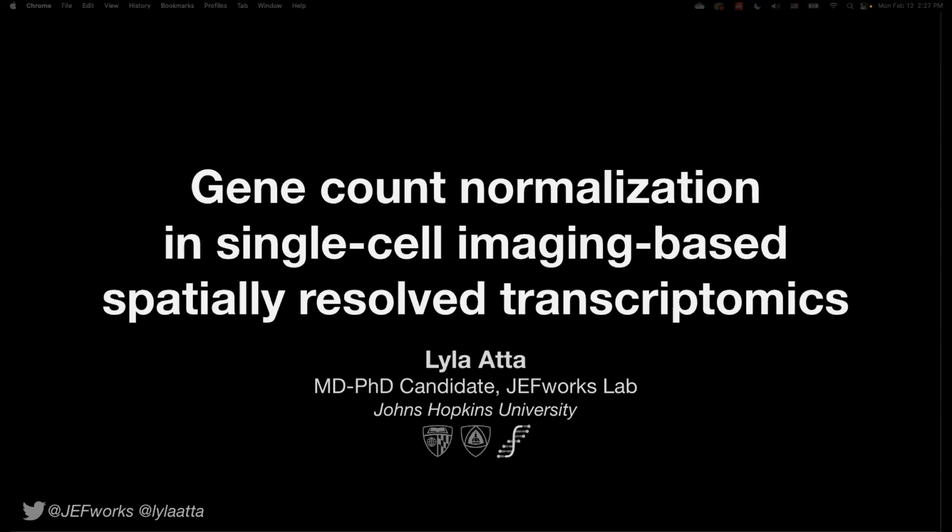So today I am excited to share with you some work that we've been doing on better understanding the impact of gene count normalization methods on analyzing data from imaging-based spatially resolved transcriptomics technologies.